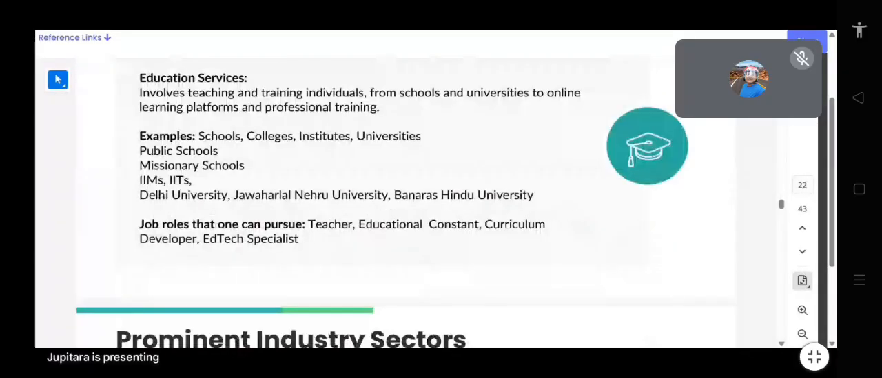Education service. Education service means, like, some of you are teaching, or you want to join the teaching profile. So you will be under education service. Teacher, education consultant, curriculum developer, edtech specialist. These are some of the roles which you can play in education service. It does not mean that you only have to be a teacher. You can do different kinds of roles in the education sector. Okay.